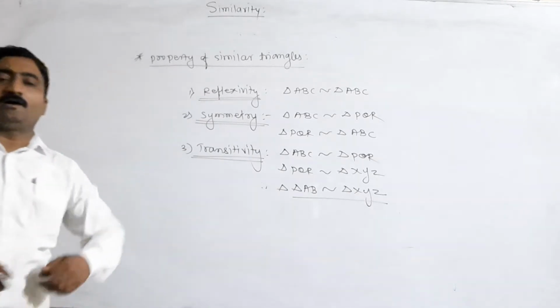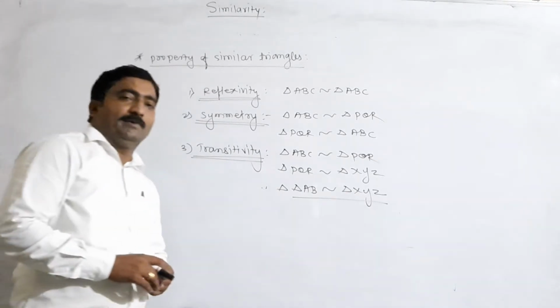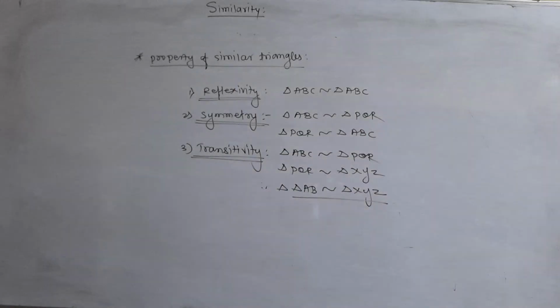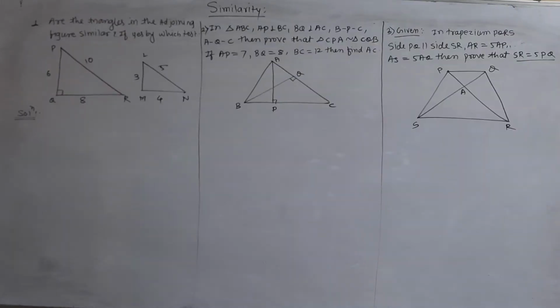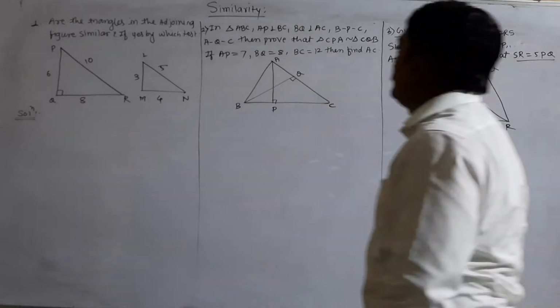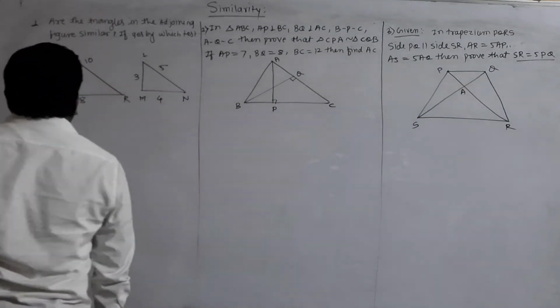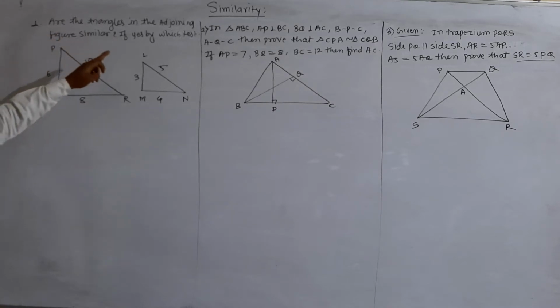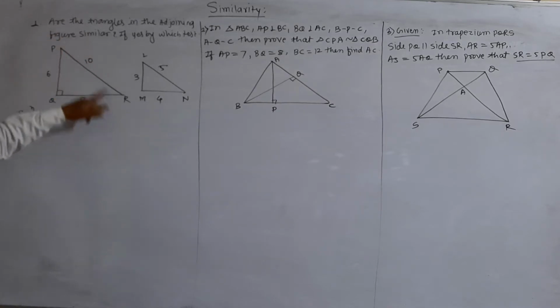Then we have to study some examples based on similarity of triangles. We have three examples on similarity of triangles. Let us study the first example. Are the triangles in the adjoining figure similar?